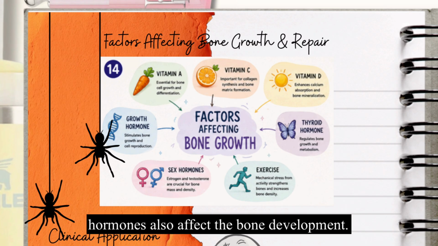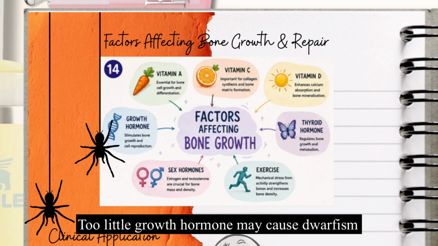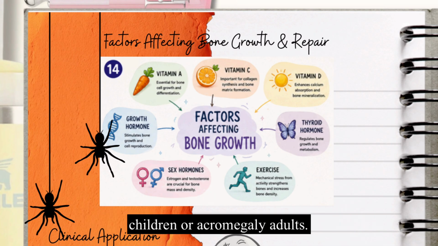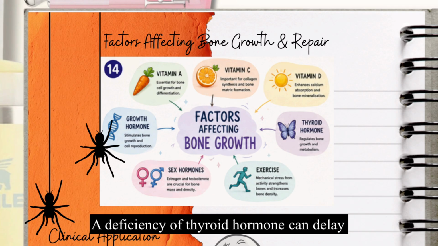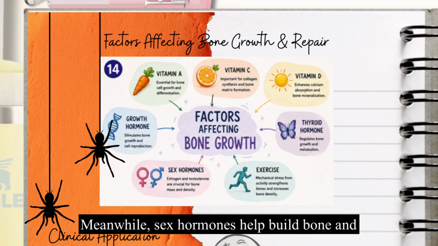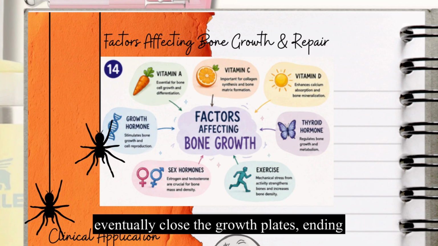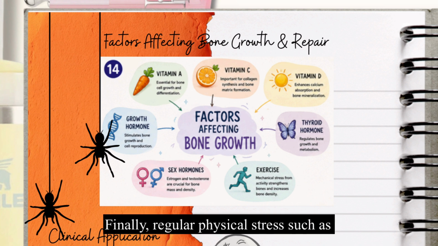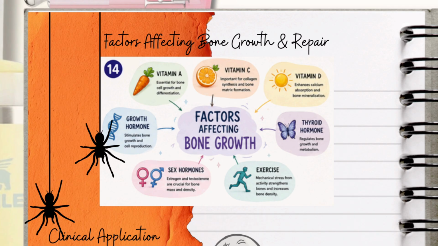Hormones also affect bone development. Too little growth hormone may cause dwarfism, while too much can lead to gigantism in children or acromegaly in adults. A deficiency of thyroid hormone can delay normal bone growth. Meanwhile, sex hormones help build bone and eventually close the growth plates, ending growth in length. Finally, regular physical stress, such as exercise, stimulates bone growth and helps strengthen bones.